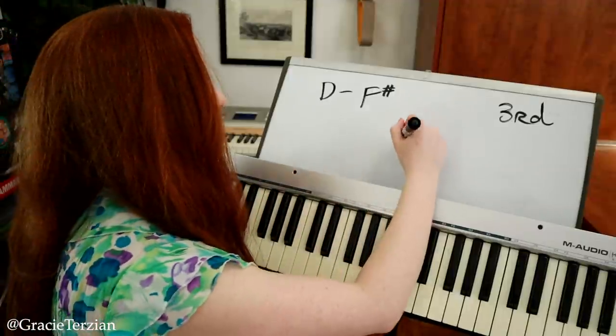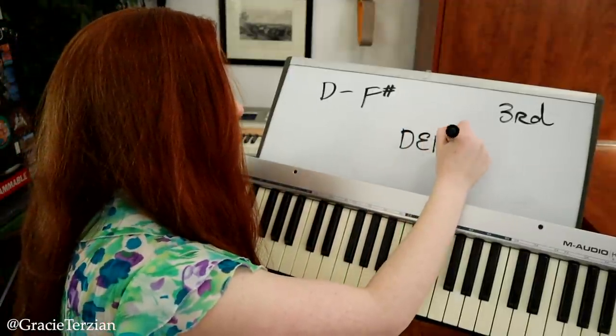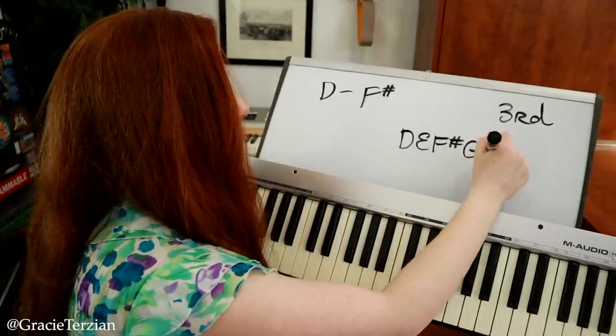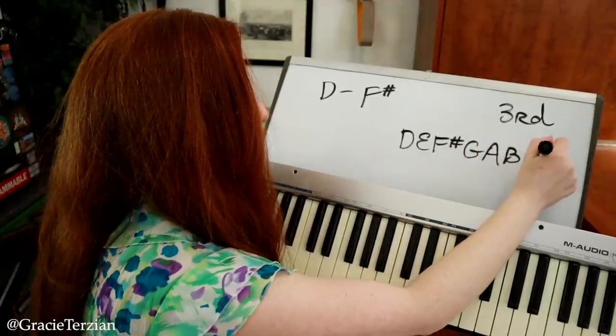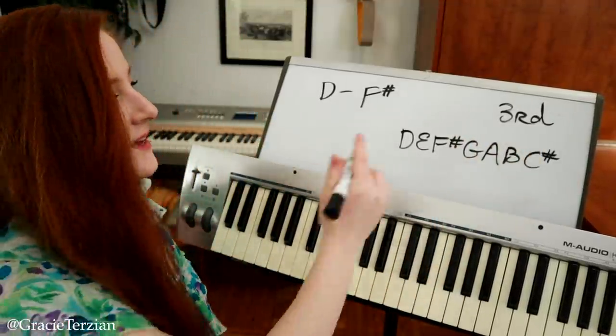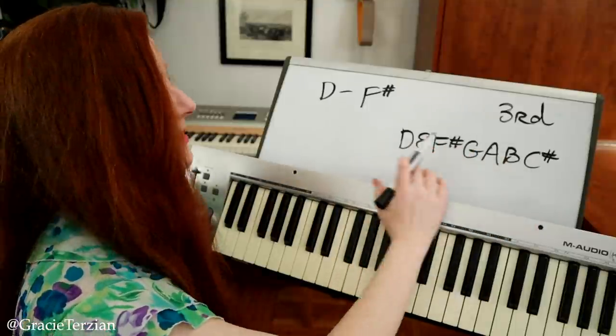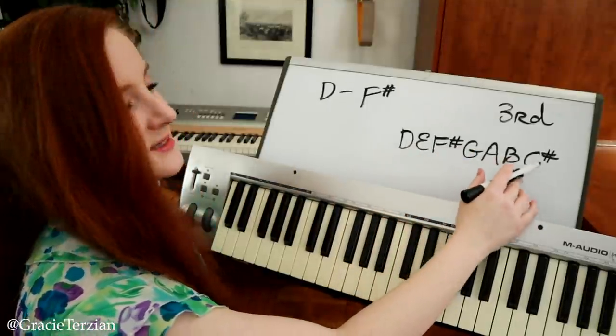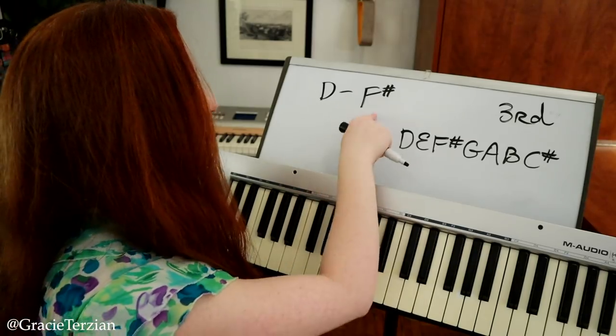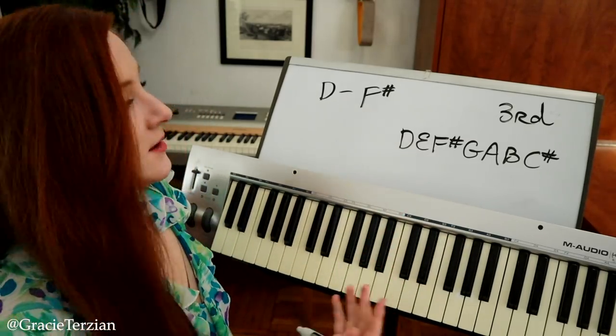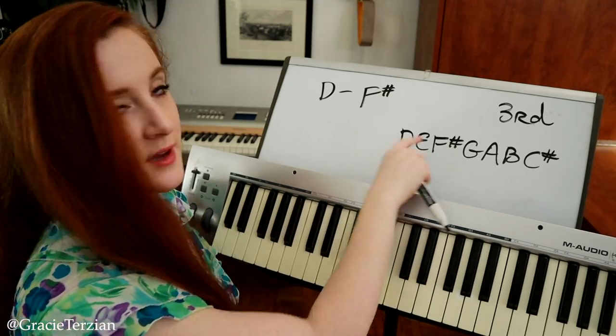So let's write that out. D, E, F sharp, G, A, B, C sharp. So say it out loud. D, E, F sharp, G, A, B, C sharp. And then we're going to ask ourselves, is F sharp part of that major scale? Yes, it is part of the D major scale. You see F sharp there.